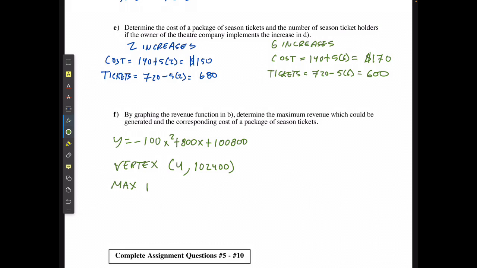The max revenue is $102,400. And the ticket cost is 140 plus 5 times 4, or $160 to generate that maximum revenue.